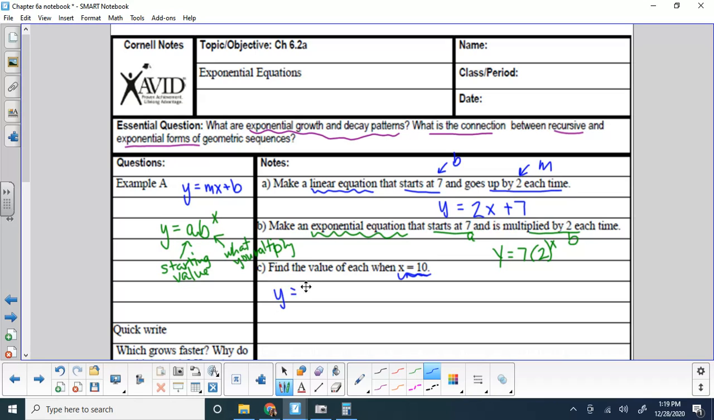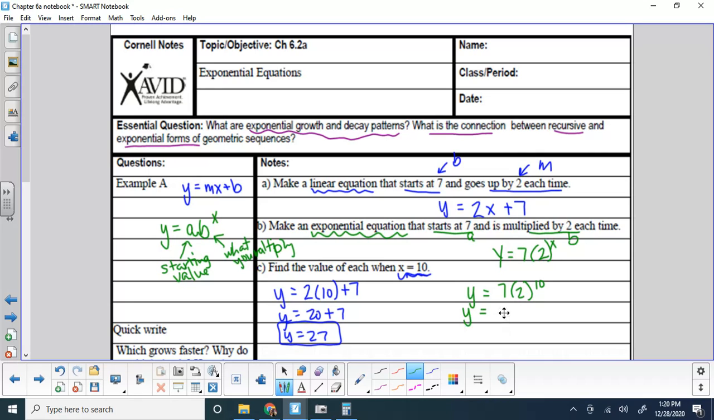So I have y equals 2 times 10 plus 7. Y equals 20 plus 7, or y equals 27. That's the linear equation. Let's look at the exponential. When I plug in 10 for our exponential equation, it's basically going to have us do 2 times 2 times 2, 10 times, and then we multiply by the 7. So remember, order of operations says do this exponential part and then multiply by the number up front.